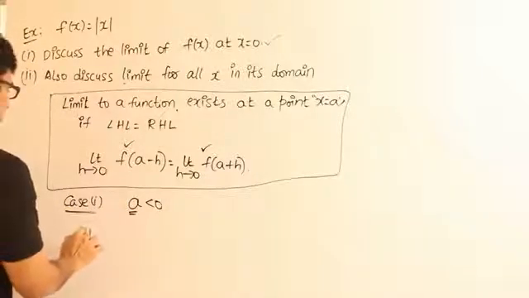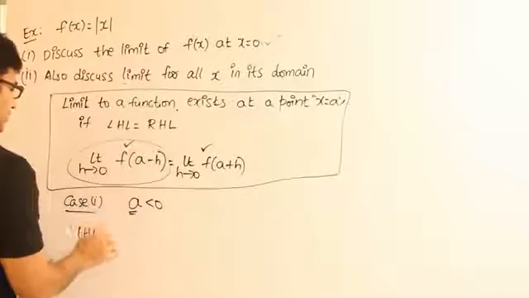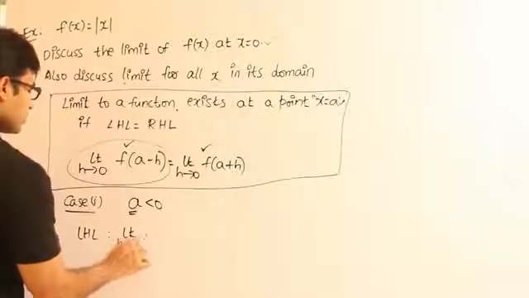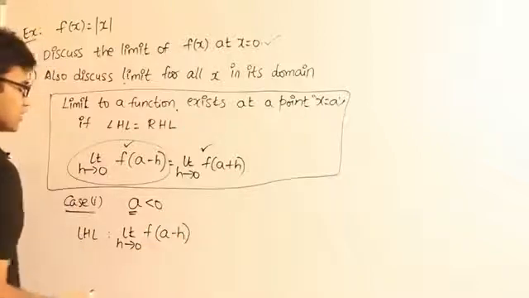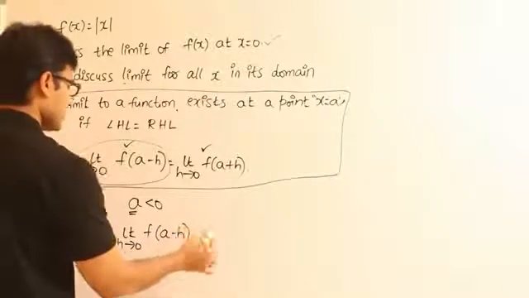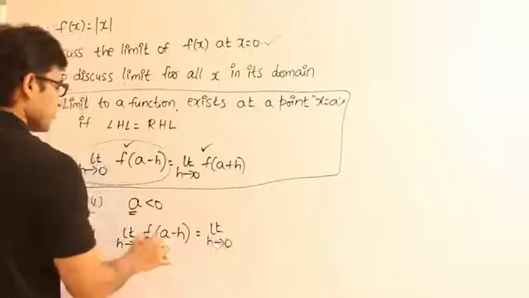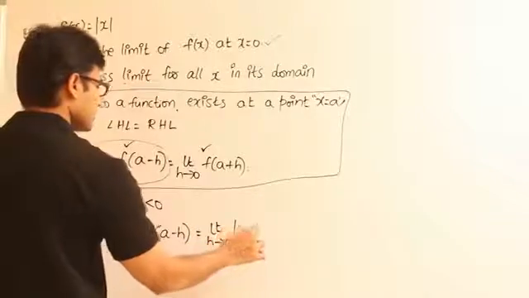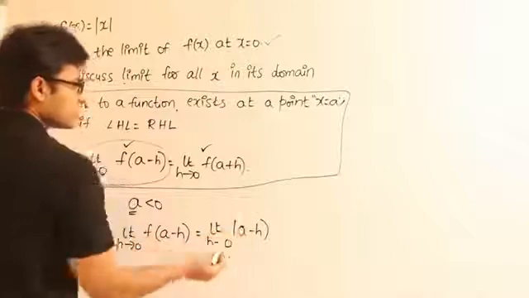Now, what is the left hand limit? See, this is the left hand limit, isn't it? The left hand limit is the limit as h tends to 0 of f of a minus h, where h is a very small positive number. That equals the limit as h tends to 0. See, f of x equals mod x, then f of a minus h equals mod of a minus h, isn't it?